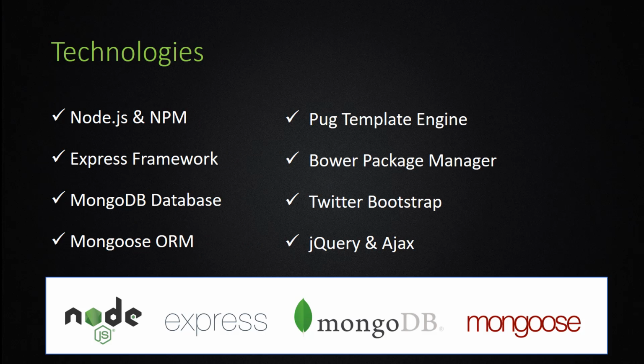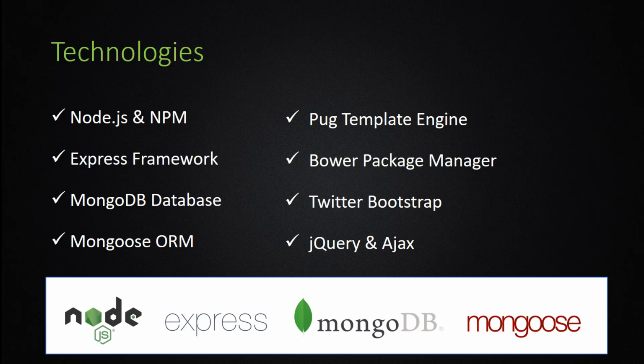So Node.js and NPM. Node.js is a JavaScript runtime and server-side technology, and it comes with NPM, which is Node Package Manager. This is used to install modules like Express and thousands of others. Express is a back-end framework for building powerful web applications. MongoDB is a NoSQL database. Mongoose is an ORM, or Object Relational Mapper, and this allows our application to interface with MongoDB.